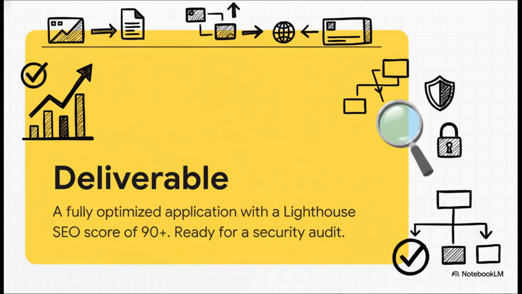So at the end of this module, the deliverable is a fully optimized application. Every public page has unique metadata, proper structured data, and excellent performance, all confirmed by a Lighthouse SEO score of 90+. Our site is now discoverable, it's measurable, and it's ready for its pre-deployment security audit.